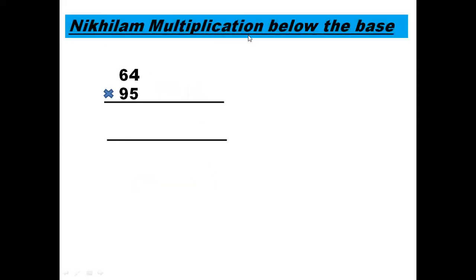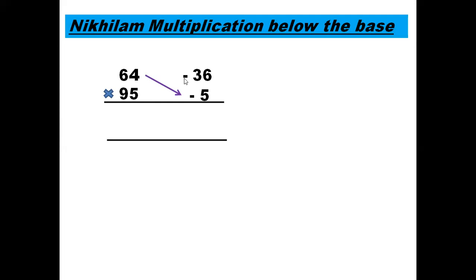Now we consider Nikhilam multiplication below the base. So here we will consider the number 100. We have to see what number can be subtracted from 100 to get 64. So if we subtract 36 from 100, we get 64. Similarly, if we subtract 5 from 100, we get 95.